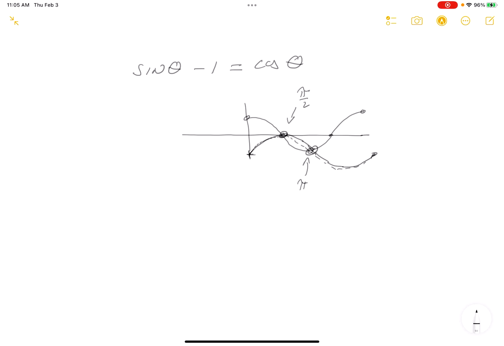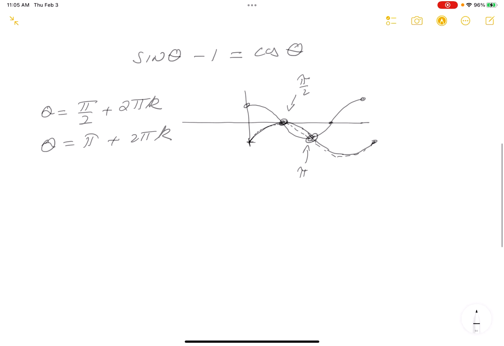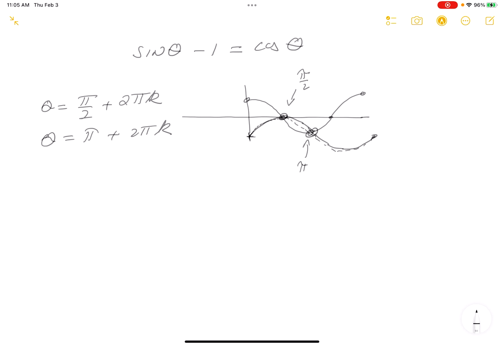Now if I'm going to write this down the way we've been doing in class, I would say theta is equal to pi over 2 plus 2 pi k. Theta is equal to pi plus 2 pi k. And I'd say I'm done with the problem. Now what I did, and I'm not saying it was wrong, I'm just saying that I probably confused someone by doing it. What I did was I just didn't think, I just did straightforward algebra.